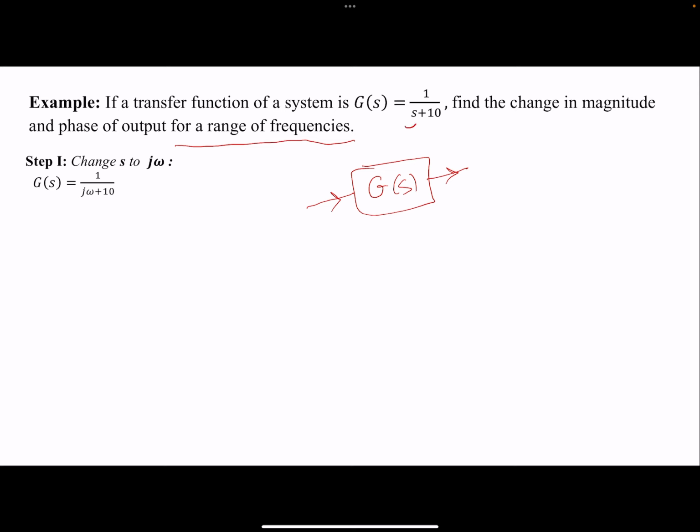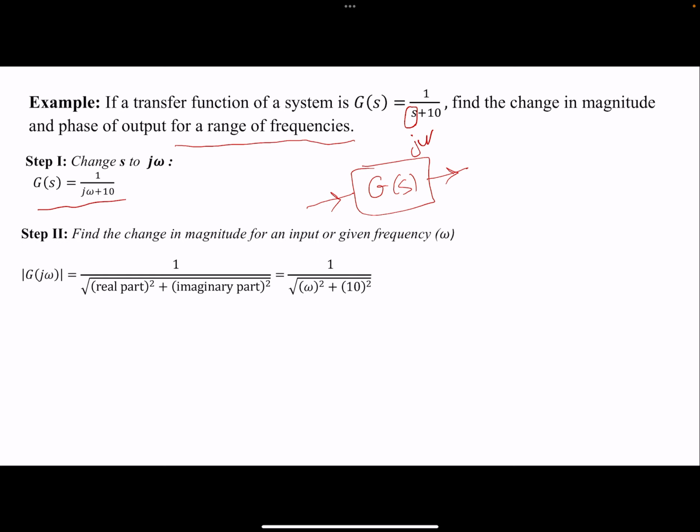So here, instead of s, I'm going to put jω. That's all I need to do, and that's what I get here. Then the second step is to find the change in magnitude, M(ω), which is the same as the magnitude of our transfer function after we replace s with jω.